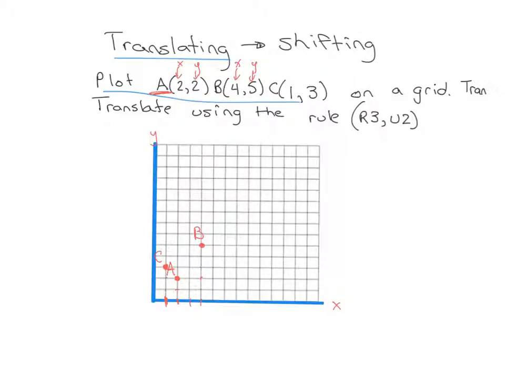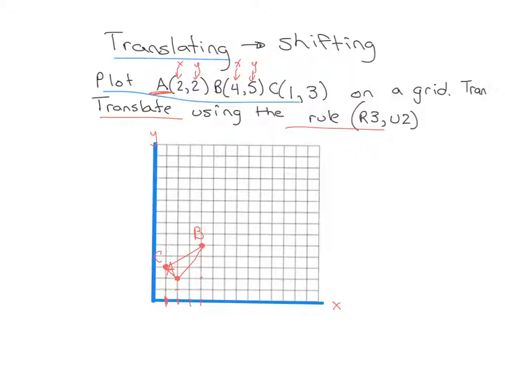And you can see, I'm going to just connect the dots here. It doesn't tell you to, but let's just assume we're supposed to. 3 points. Looks like it makes a triangle to me. Now here's where we translate. We're going to use the rule R3, up 2. So this is what this means. It means take every one of these points, and we want to go to the right 3, and we want to go up 2.